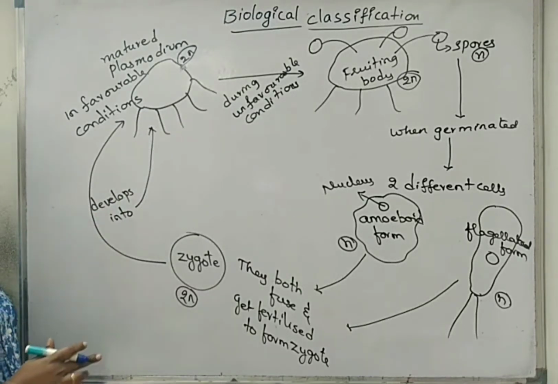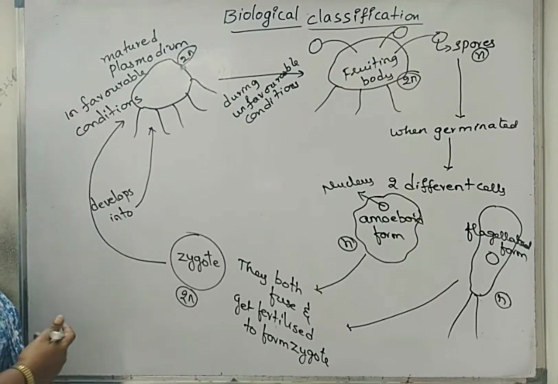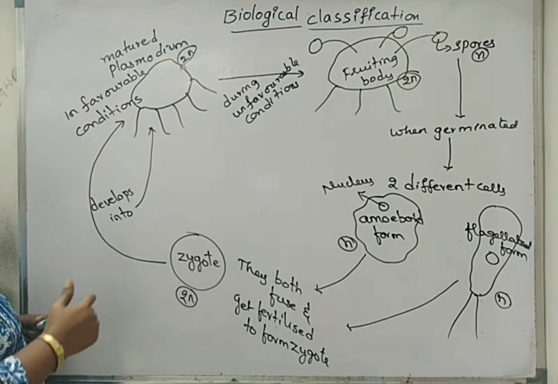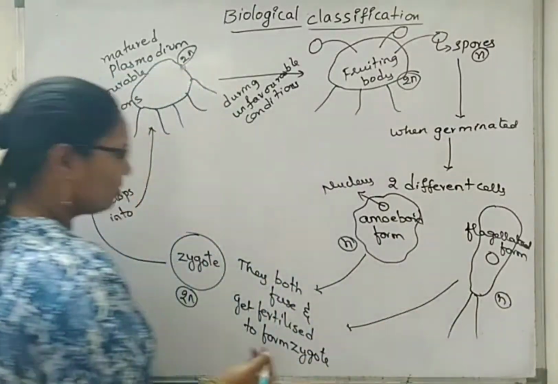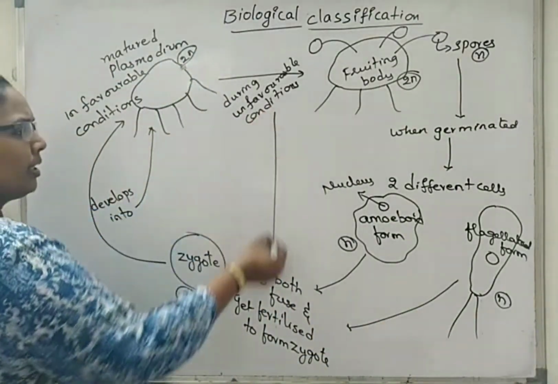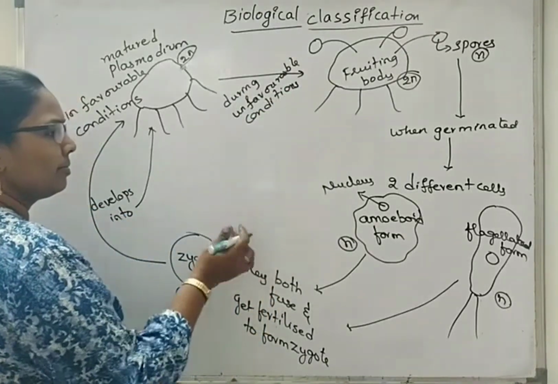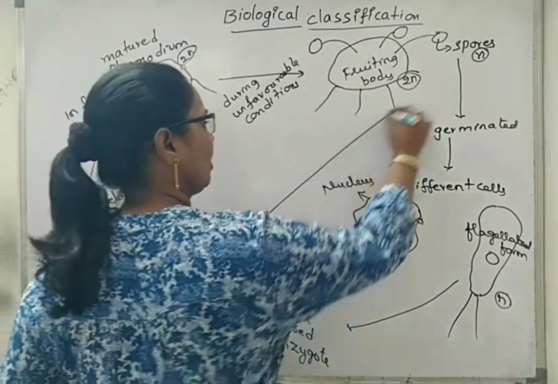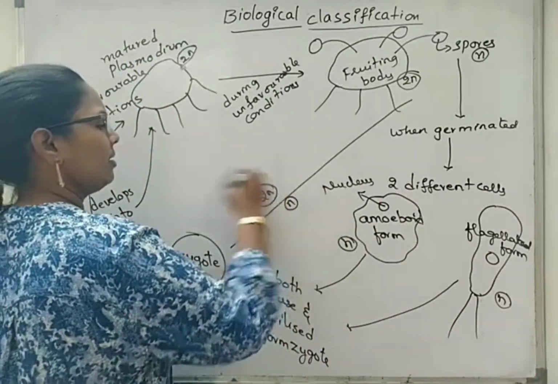So this is a brief explanation of how slime molds increase their number. Here we can see how many haploid stages there are. Spores 1, amoeboid 2, only 2 stages. So up to here we can say this is the N condition and the other one is the diploid condition.